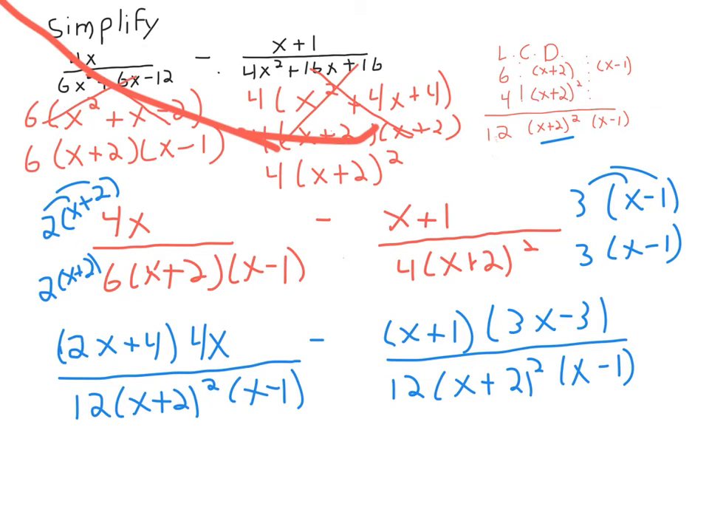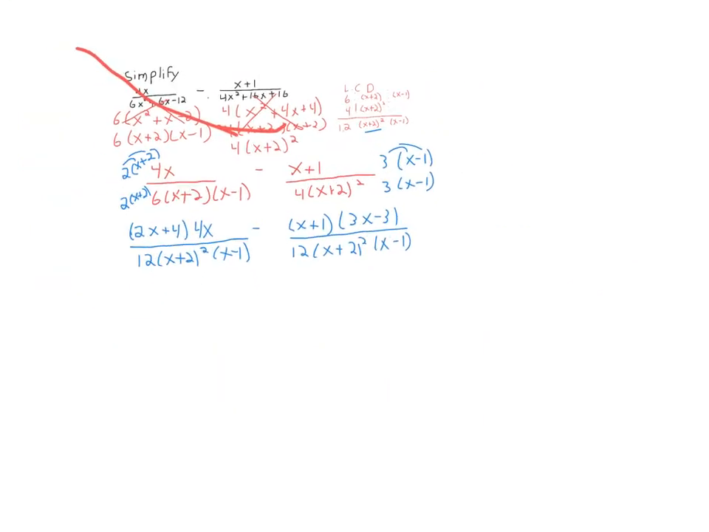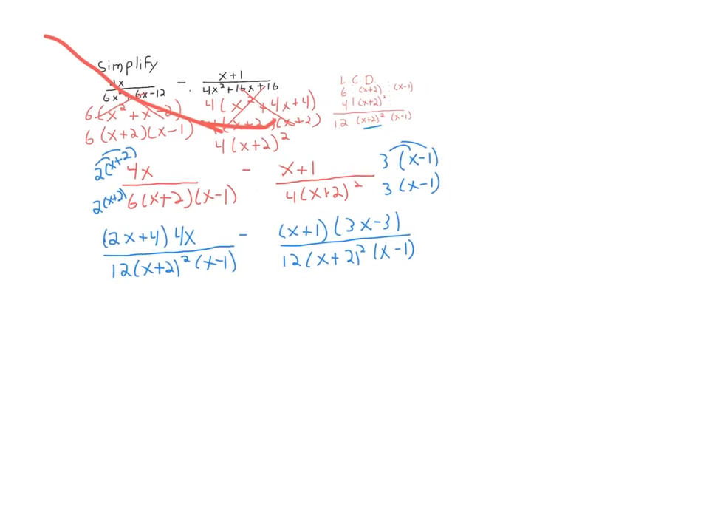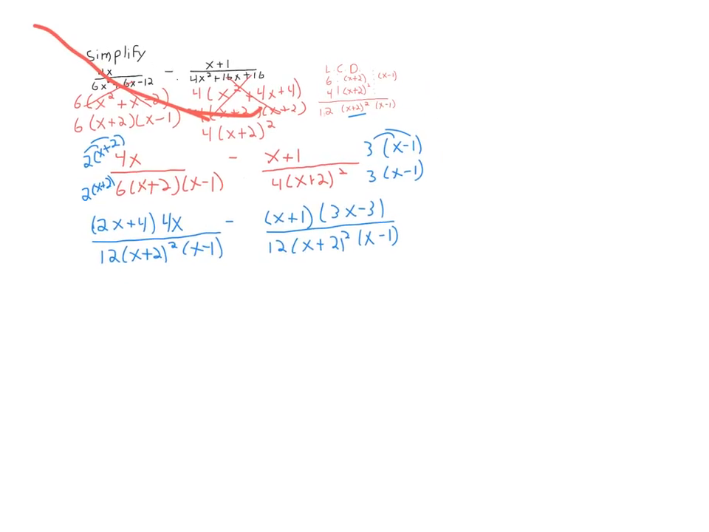Now that we've rewritten the numerators over the new common denominator, it's just about simplifying the numerator and then subtracting. So let's go ahead and do that now. I'm going to make some more room. Okay, here we go. I'm going to go back to my red pen.